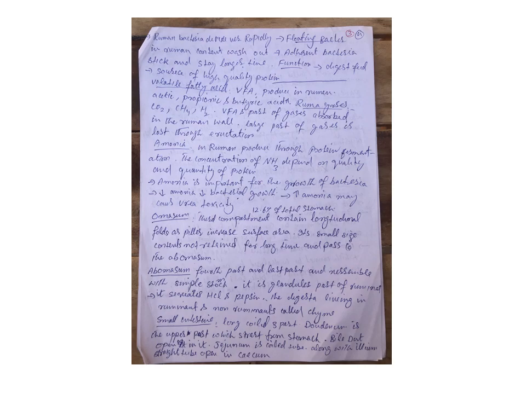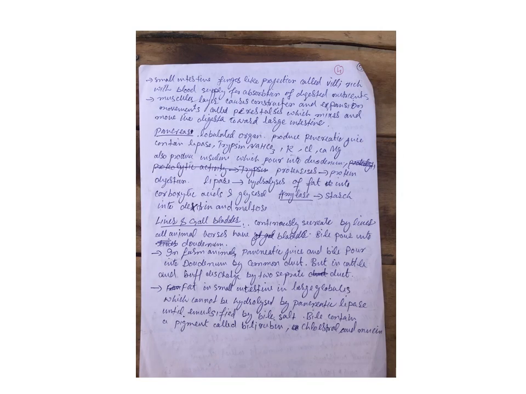The small intestine contains finger-like structures called villi, which are rich with blood supply for absorption of digested nutrients. The small intestine contains a muscular layer which causes contraction and expansion movement, called peristalsis, which helps in the mixing and movement of the digesta towards the large intestine.